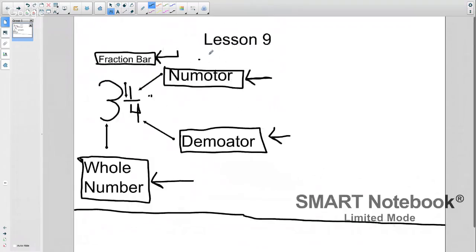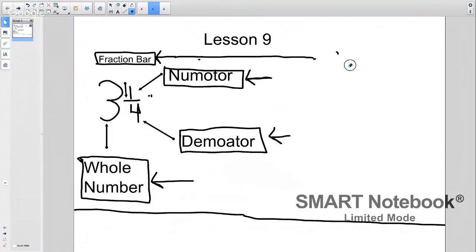So, let's see. I'll show you why the fraction bar is important. You don't have to copy down what I'm writing now, but you can. I'll write it here. This is with the fraction bar. I don't have to put the whole number if I don't want to. 1/4.